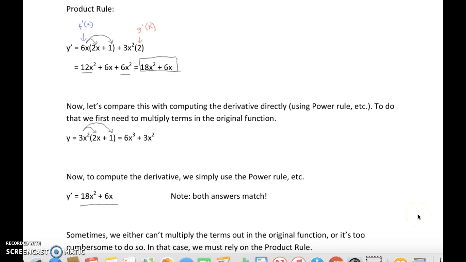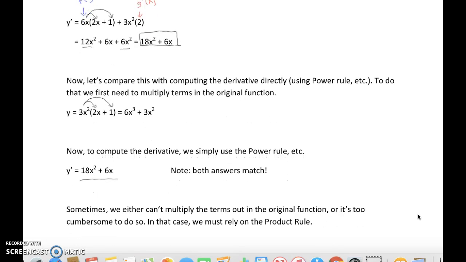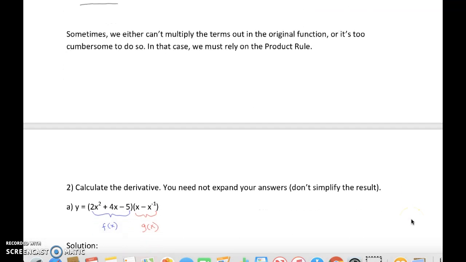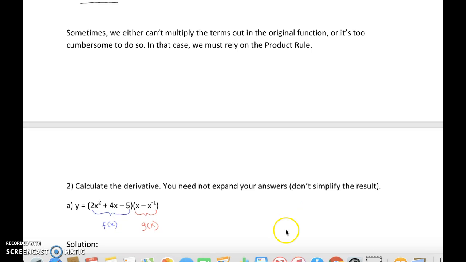The reason the product rule actually exists is that sometimes we can't multiply the terms out from the original function, just like we did here, or it is too cumbersome to do so. It's some crazy polynomial function, let's say a trinomial times a trinomial, and it can get really involved. So in this case, we want to rely specifically on the product rule. We want to calculate the derivative, and here we're not going to expand our answers or simplify the result or anything. We just want to compute this.